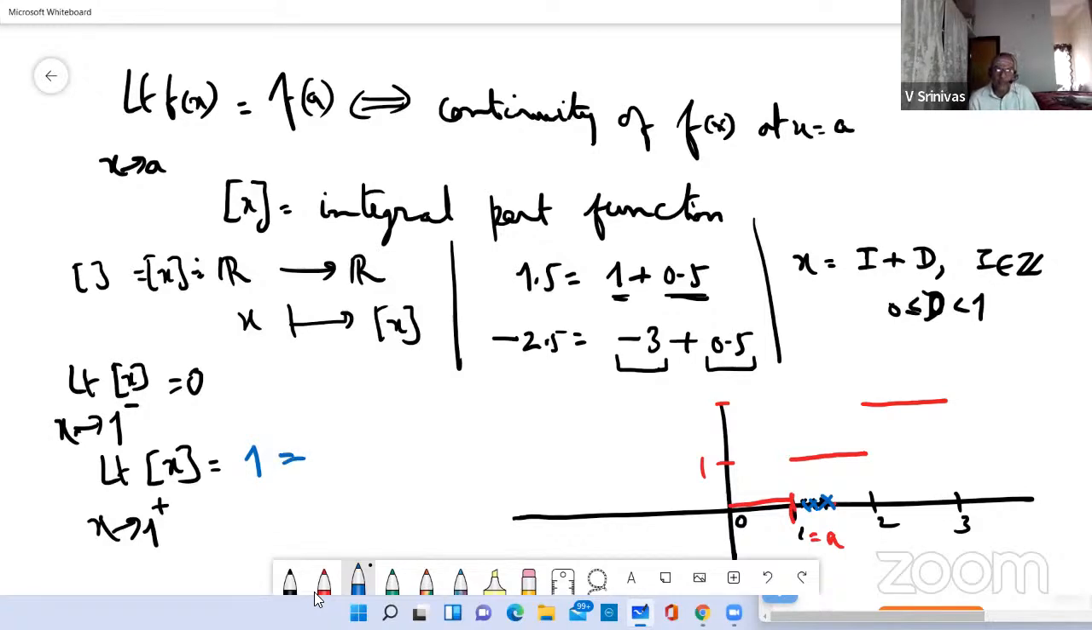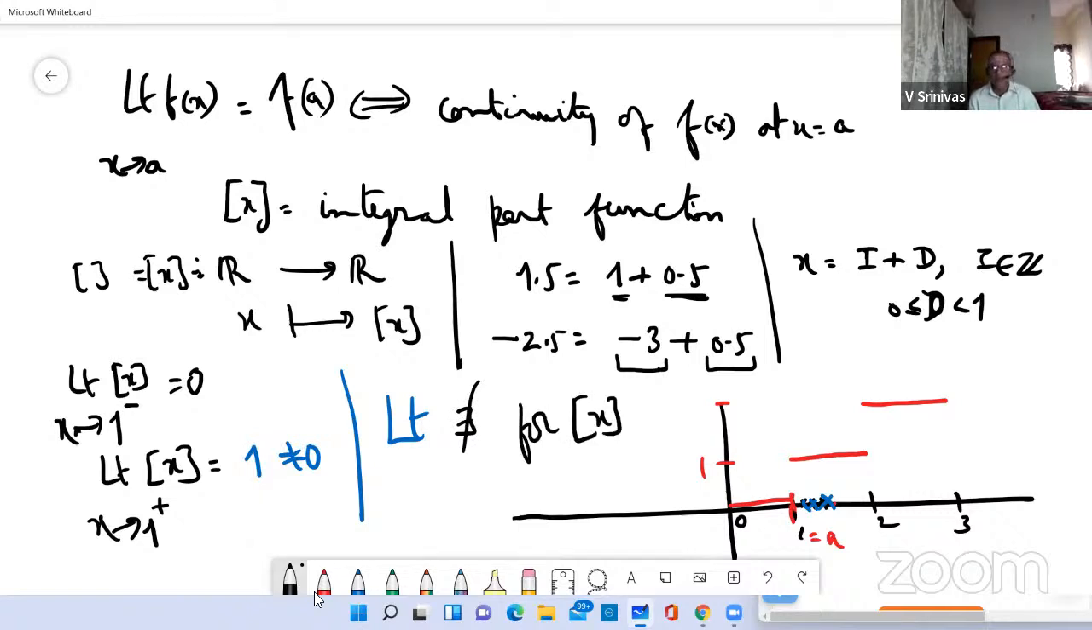These two limits are not equal. Therefore, the limit does not exist. So for the integral part function, the limit does not exist at a, where a is an integer. If a is an integer, at a equal to 1 it does not exist, at a equal to 2 it does not exist. At these integral points, it does not exist. But everywhere else it exists.